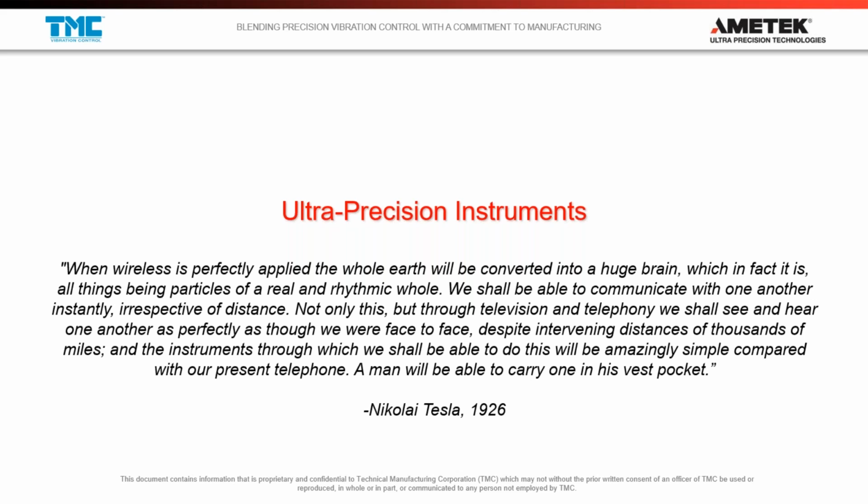In 1926, Nikola Tesla said, "When wireless is perfectly applied, the whole Earth will be converted into a huge brain, which in fact it is, all things being particles of a real and rhythmic whole. We shall be able to communicate with one another instantly, irrespective of distance. Not only this, but through television and telephony, we shall see and hear one another as perfectly as though we were face to face, despite intervening distances of thousands of miles, and the instruments through which we shall be able to do this will be amazingly simple compared with our present telephone. A man will be able to carry one in his vest pocket."